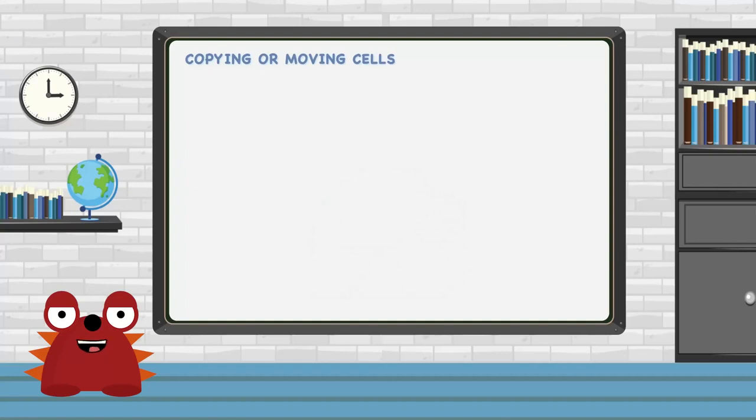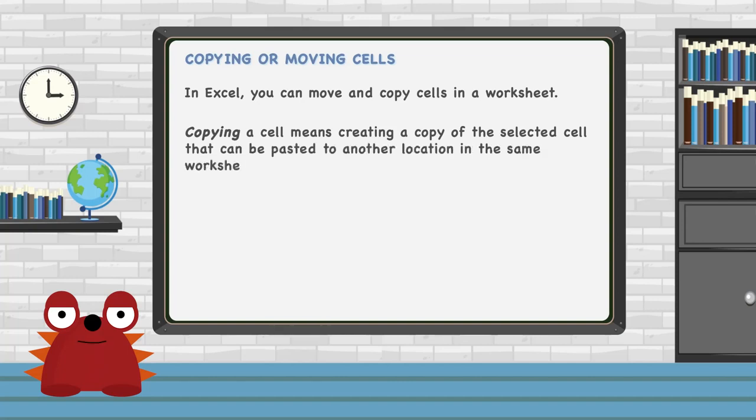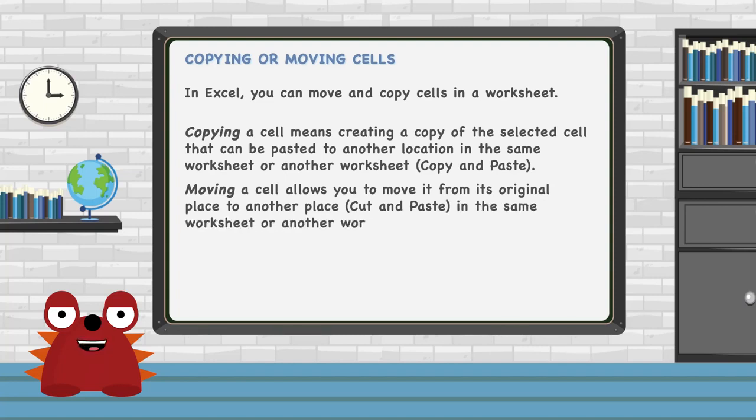Moving on to copying or moving cells. In Excel, you can move and copy cells in a worksheet. Copying a cell means creating a copy of the selected cell that can be pasted to another location in the same worksheet or another worksheet. That is, copy and paste. Moving a cell allows you to move it from its original place to another place, which is to cut and paste in the same worksheet or another worksheet.